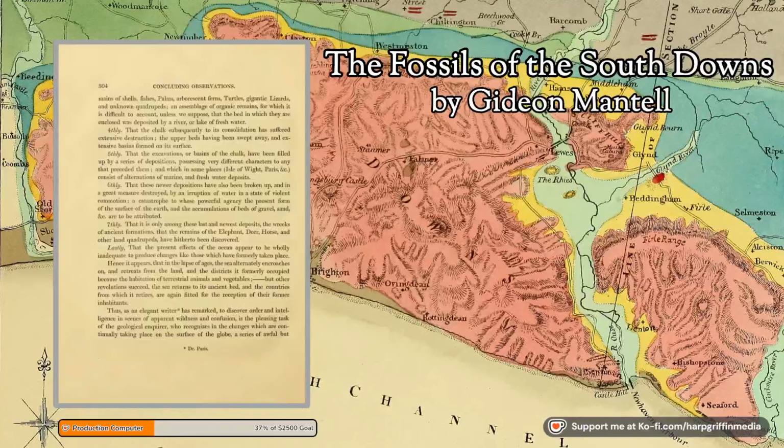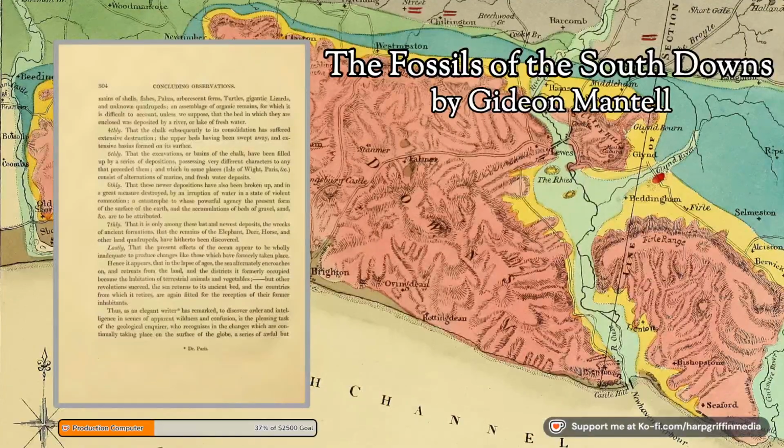Sixthly, that these newer depositions have also been broken up, and in a great measure destroyed, by an eruption of water in a state of violent commotion, a catastrophe to whose powerful agency the present form of the surface of the earth, and the accumulations of beds of gravel, sand, etc., are to be attributed. Seventhly, that it is only among these last and newest deposits, the wrecks of ancient formations, that the remains of the elephant, deer, horse, and other land quadrupeds have hitherto been discovered.